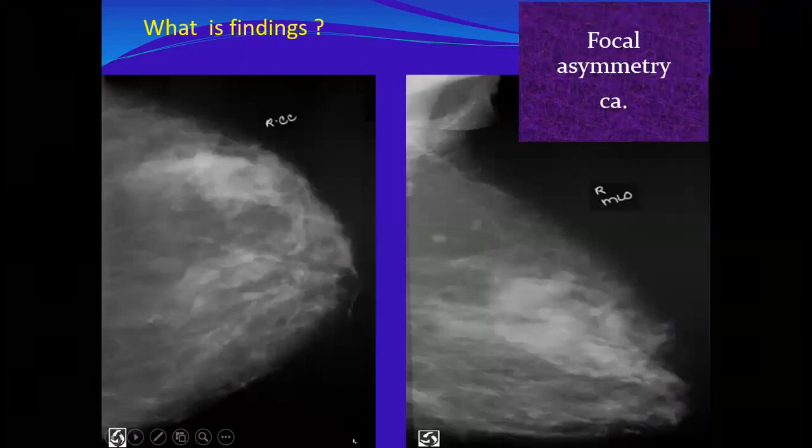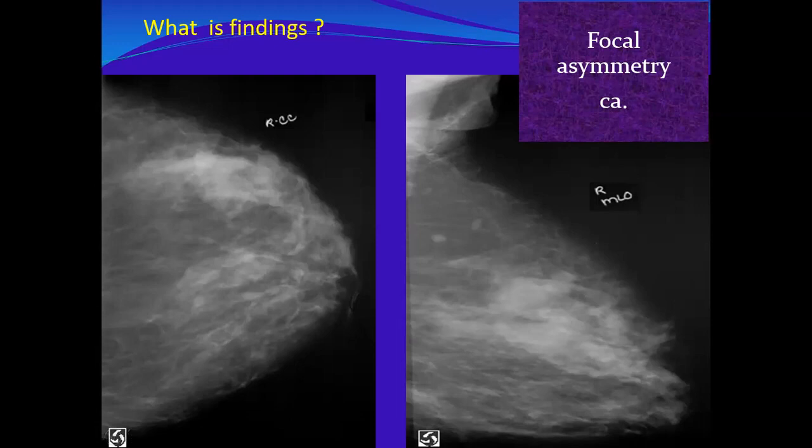What is the focal asymmetry here? There is carcinoma and there is focal asymmetry. I forgot to remove this, so it came. So where is that? Where is that?